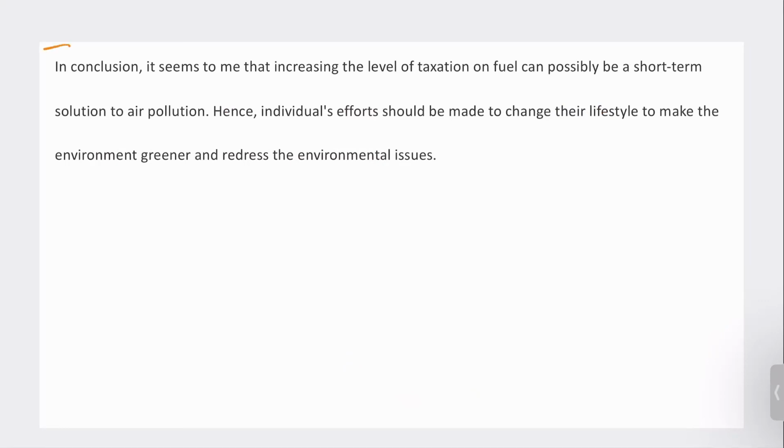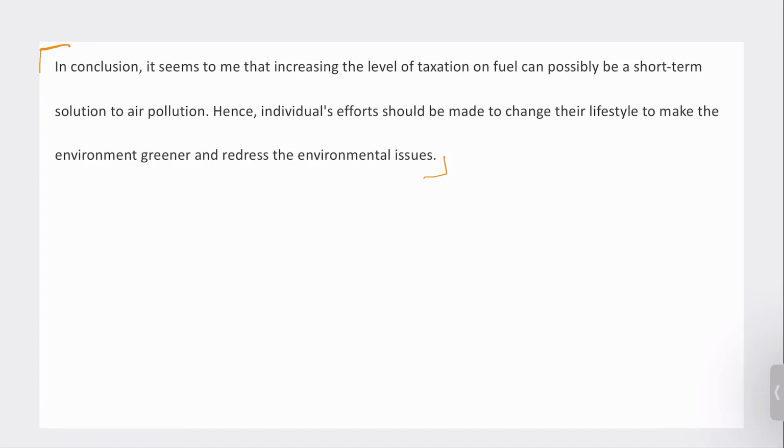Then let's look at conclusion. In conclusion, it seems to me that increasing the level of taxation on fuel can possibly be a short-term solution to air pollution. Hence, individuals' efforts should be made to change their lifestyle to make the environment greener and redress the environmental issues. Yeah, and then again, we've got a very reasonable conclusion.